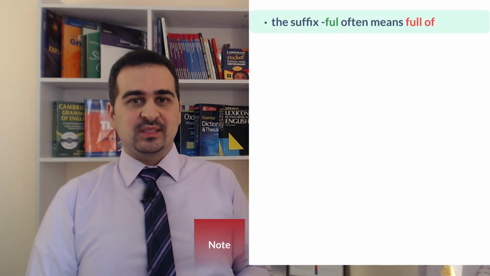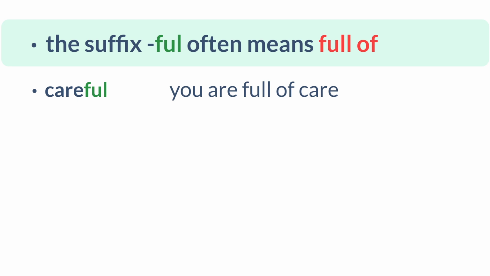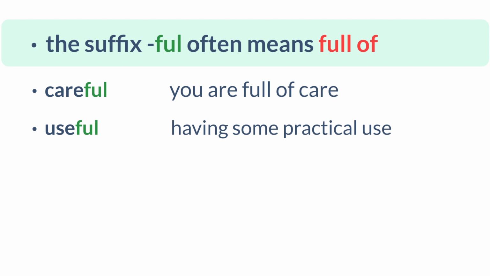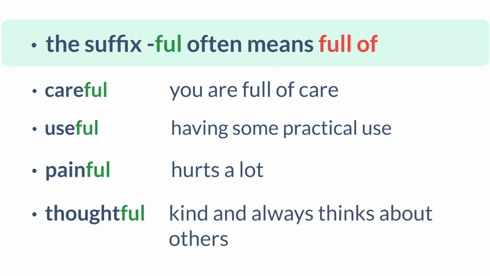Now let's talk about the suffixes full and less. The suffix full often means full of. For example, if I describe someone with the adjective careful, it means he is full of care. Another example, useful, having some practical use. If something is painful, it hurts a lot, it is full of pain. When we describe someone with the adjective thoughtful, it means he is kind and always thinks about others.